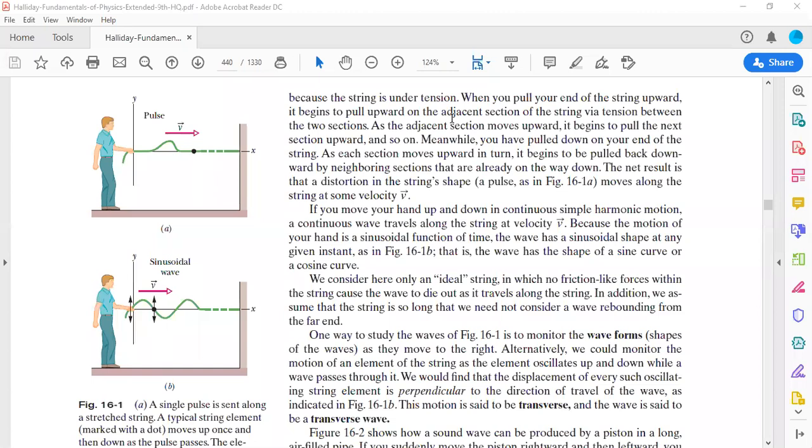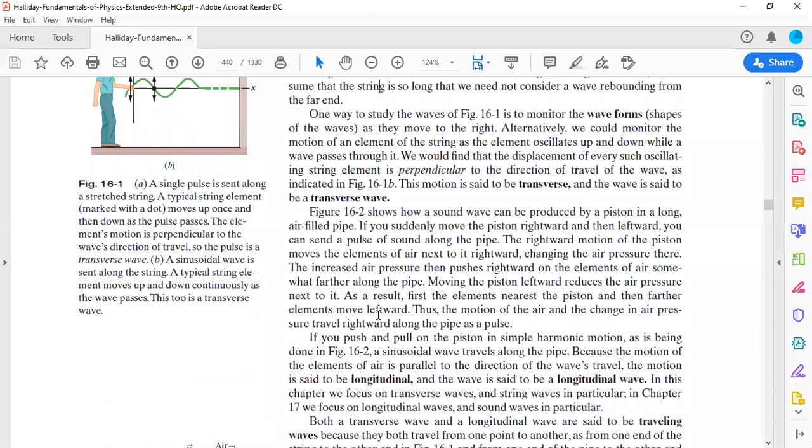So particles of the wave are traveling perpendicular to the direction of their propagation. Such waves are known as transverse waves. Another example is here.